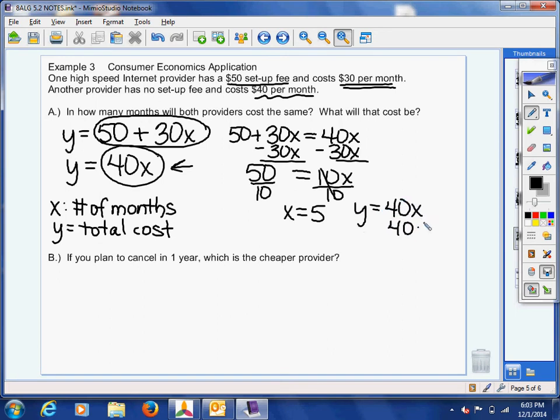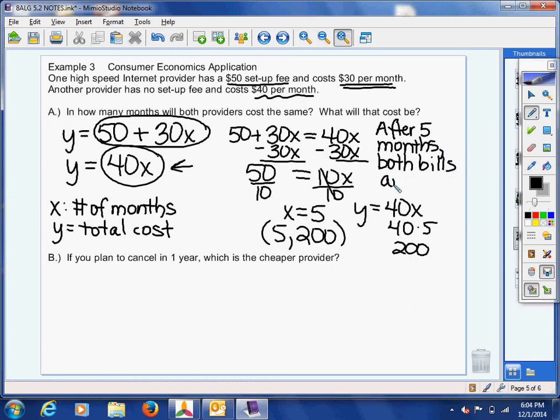So 40 times 5 looks like 200. So y is 200. So our point of intersection is (5, 200), not to be confused with 5,200. This is (5, 200). And what this says to me is that in 5 months, both providers will cost $200. So that may be something you want to write in words. Say after 5 months, both bills are $500, or excuse me, $200. Okay, and that answers that question.